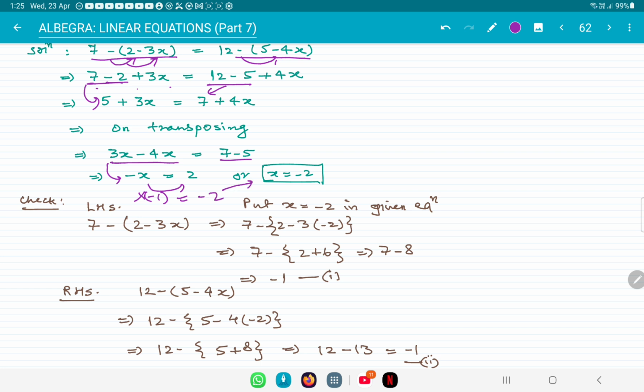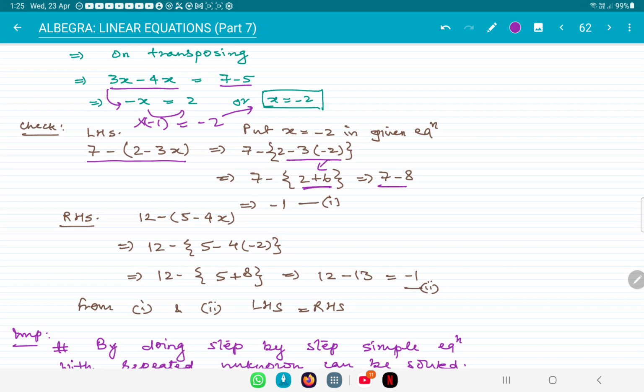Okay, now we have to cross check it. So put x = -2 on left hand side as well as right hand side. LHS is 7 - (2 - 3x). So 7 - (2 - 3 into -2). This will become minus minus plus, so 6. So 2 plus 6 is 8. So 7 minus 8 is equal to -1.